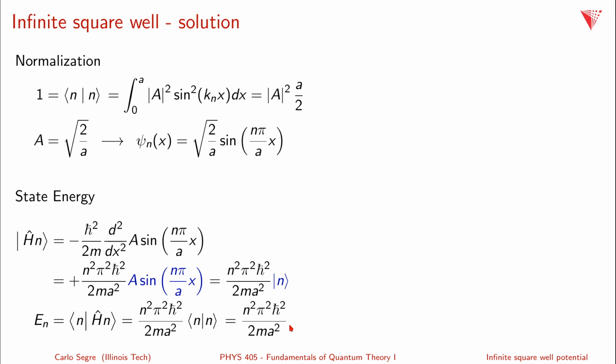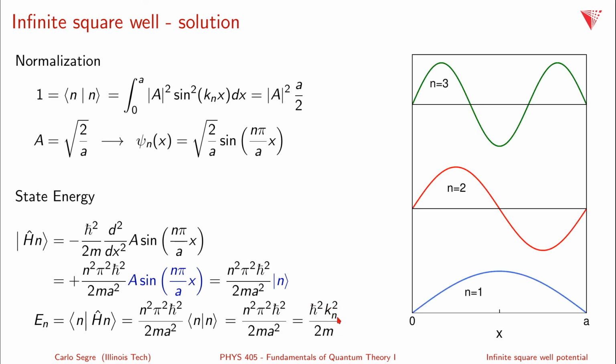Now what do these states look like? We can rewrite this as h bar squared k sub n squared over 2m, where k sub n is the wave number of the wave function. So if we look at the first 3 states, you can clearly see what the trends are. You start with the n equals 1 state. That's just a half wavelength of sine. The n equals 2 is a full wavelength of the sine function. N equals 3 is 1.5 wavelengths.